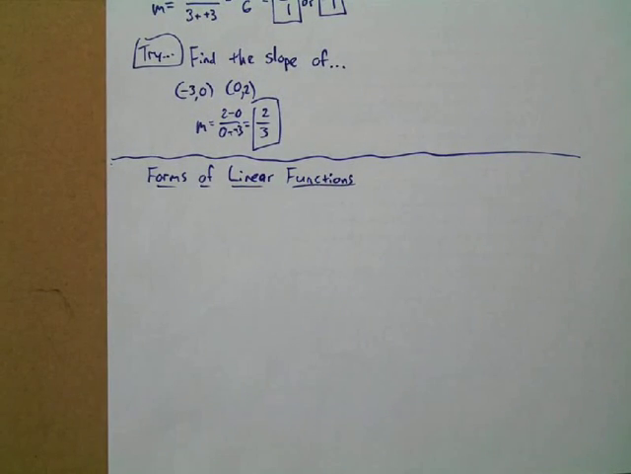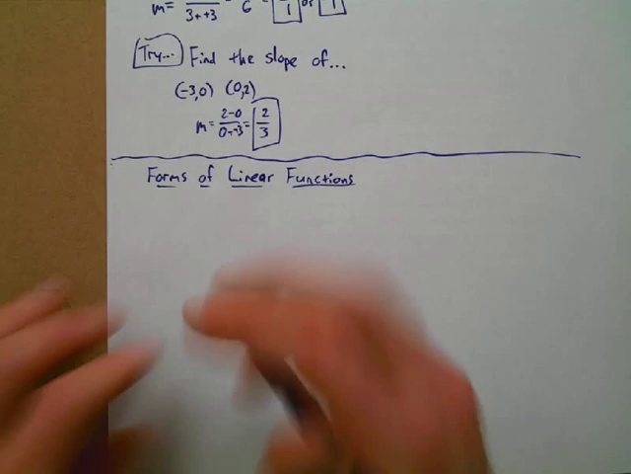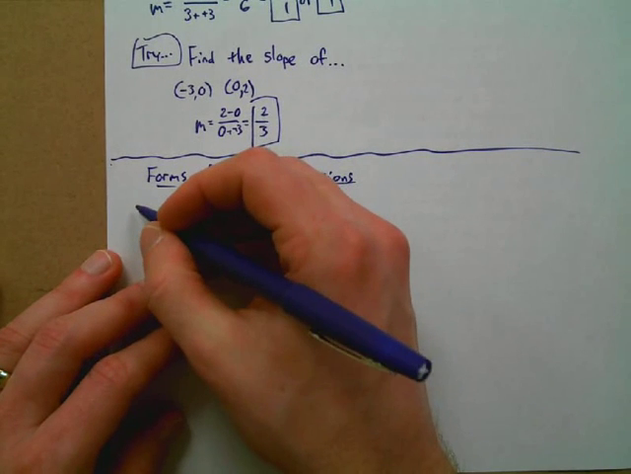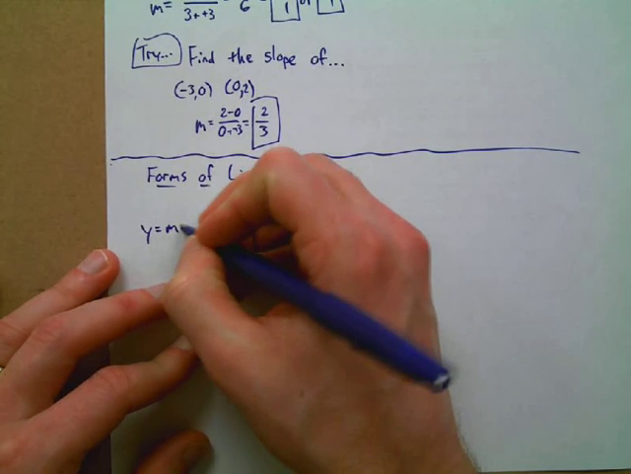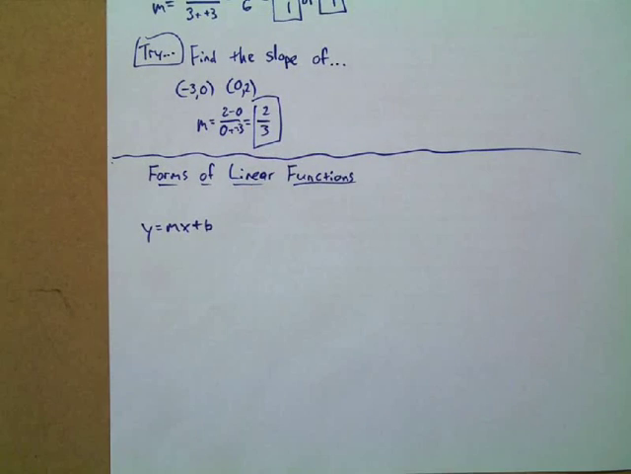All right, so the first form I'm going to talk about is the one you probably are most familiar with. y equals mx plus b. And what's the name of that form? Remember, what's the name of that form?